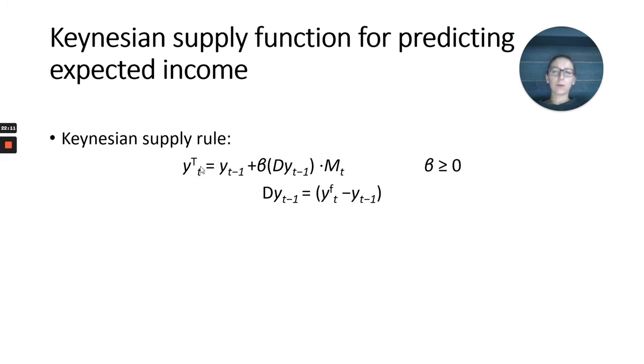He says, or a Keynesian supply rule would say, that income would depend on the income of a previous period and some growth, which would happen naturally and because of the intervention of a monetary policy. So we have no equilibrium here.